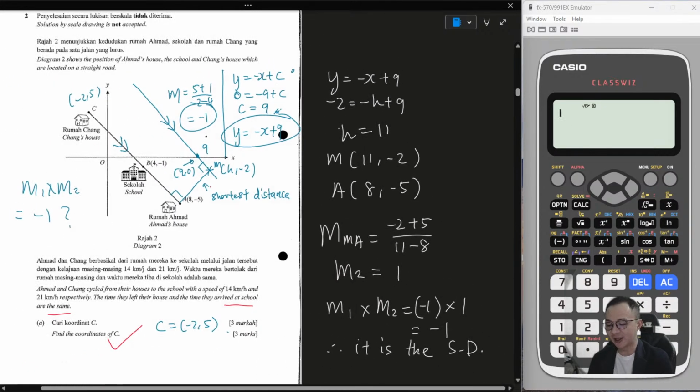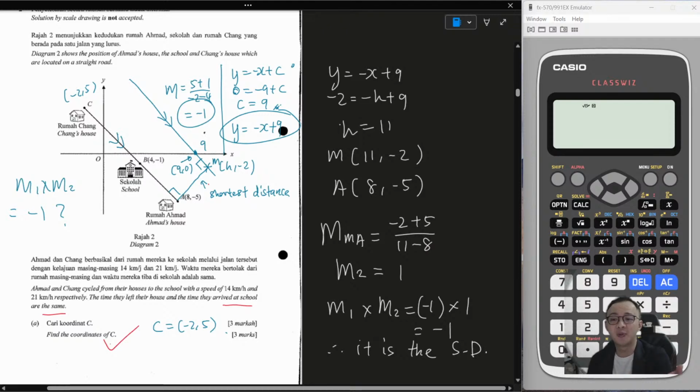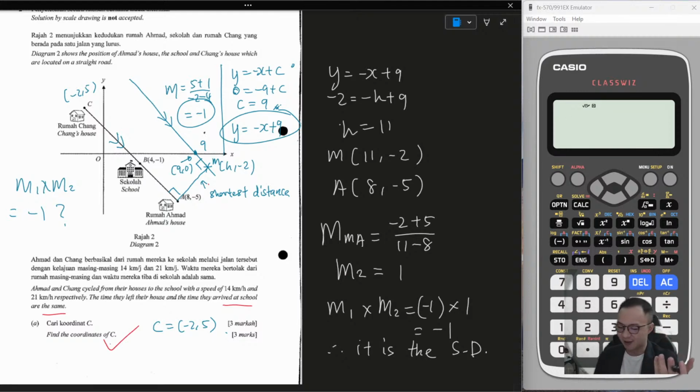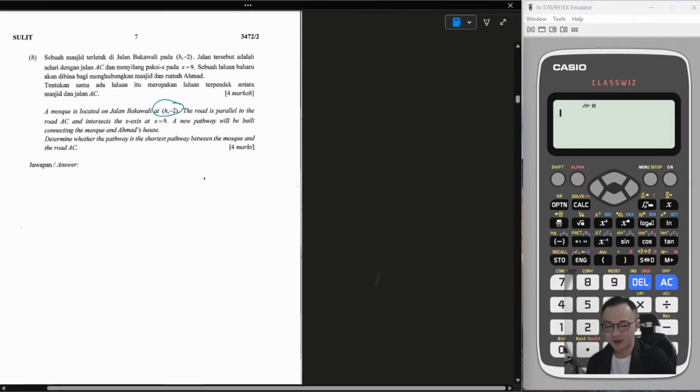Okay, as long as I can prove they are perpendicular, then it will be the shortest distance. If you cannot get -1, then no, it is not. Okay, actually quite straightforward. Okay, let's move on to the next one.